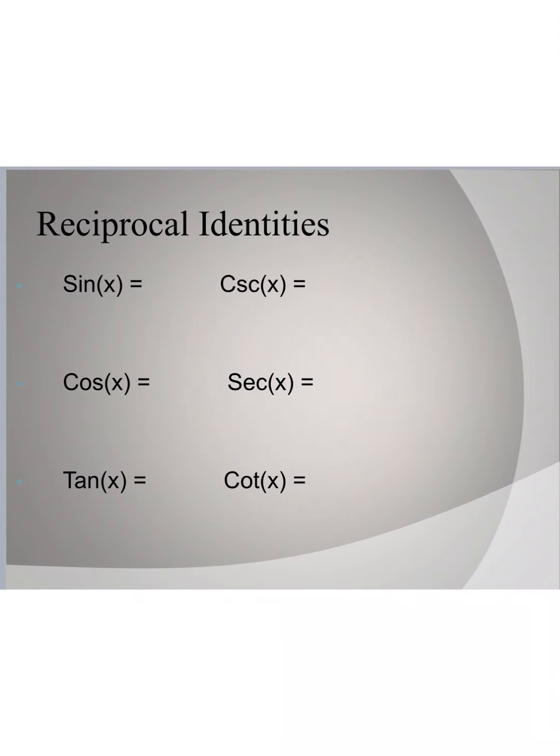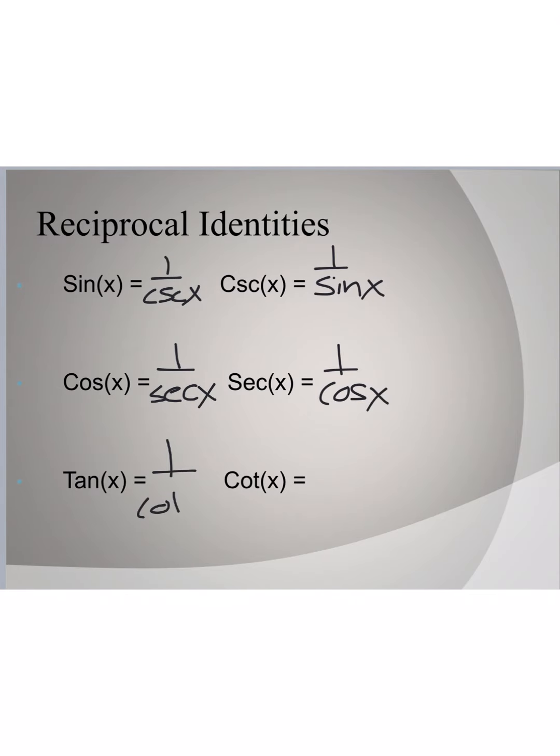In reviewing our reciprocal identities, remember that the sine function can be rewritten as 1 over the cosecant of x, since they are reciprocals. The cosecant function can be rewritten as 1 over sine of x for the same reason. Continuing, the cosine function is the same as 1 over secant of x. The secant is the same as 1 over cosine. The tangent function can be written as 1 over cotangent, and the cotangent function can be written as 1 over the tangent function.